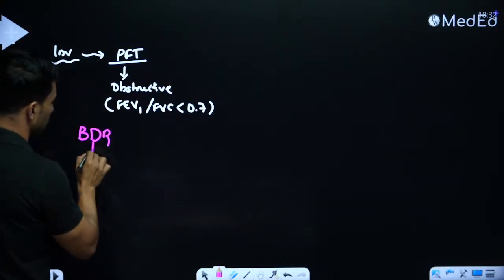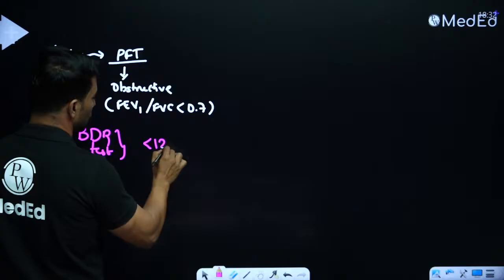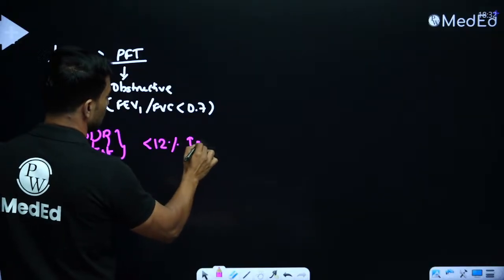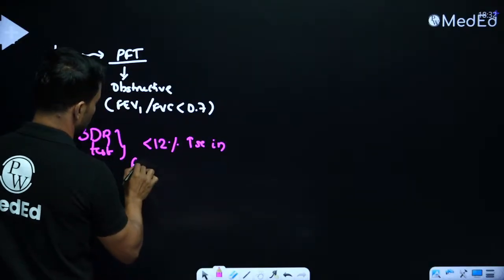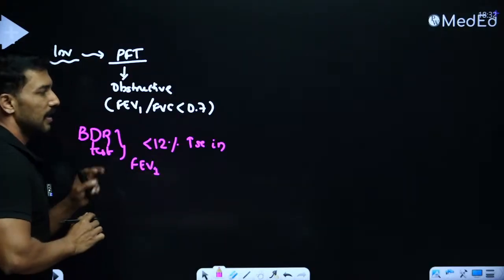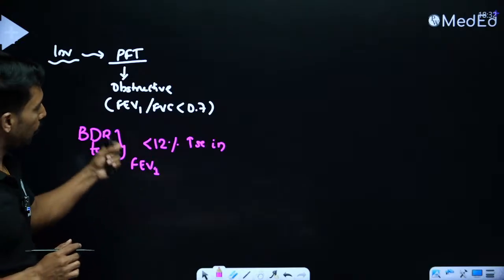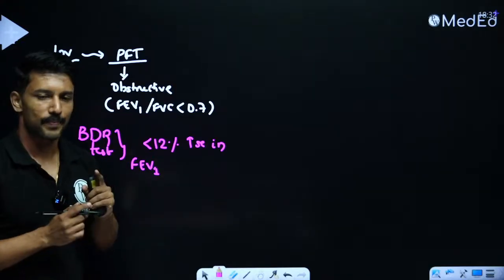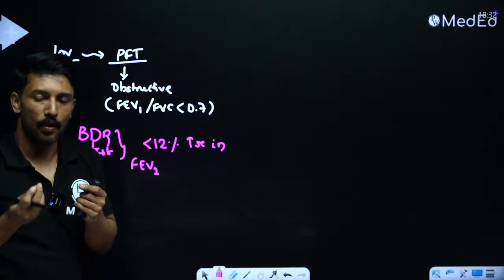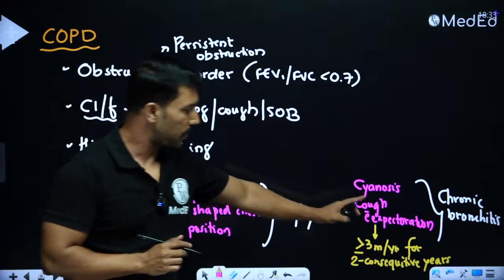Bronchodilator reversibility test. It will show less than 12% increase in FEV1. So with that, we make the diagnosis of COPD in a question. Now you may be thinking, sir, what about bronchiectasis? I'll tell you how to differentiate bronchiectasis and COPD.